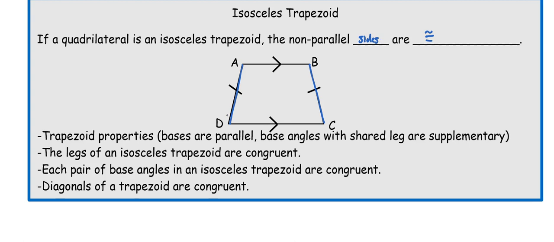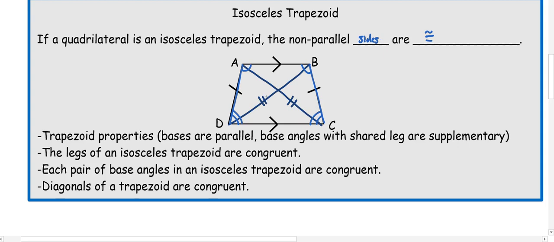Then each pair of base angles, so just like in an isosceles triangle when the base angles were congruent, the base angles that touch the same base in an isosceles trapezoid are going to be congruent. And then our last property is that the entire length of the diagonals, so BD and AC, are going to be congruent to each other.